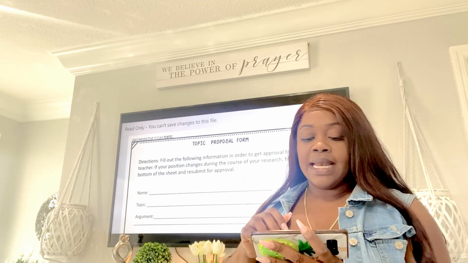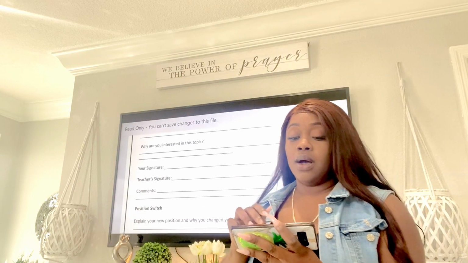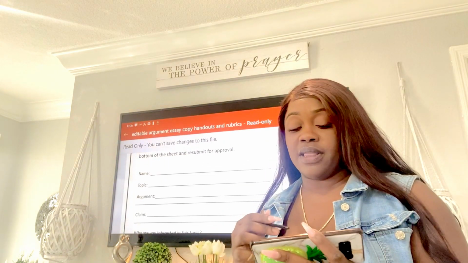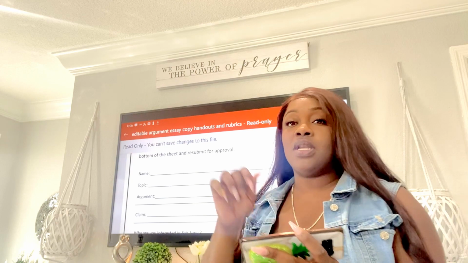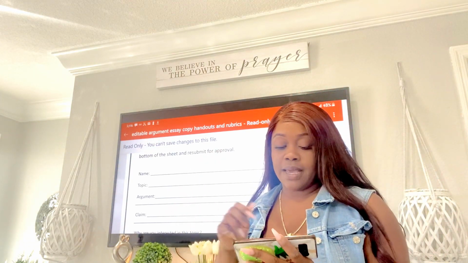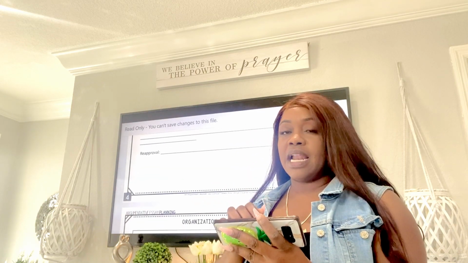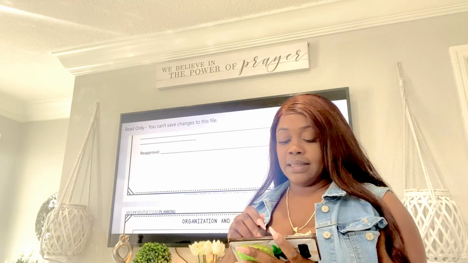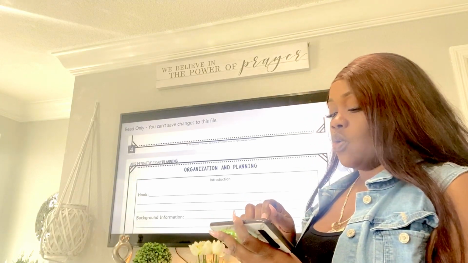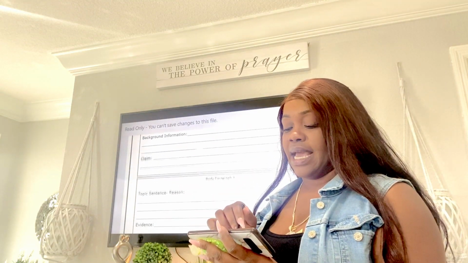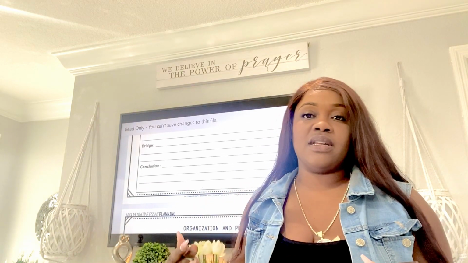Your proposal form. Now, this is where you're going to submit the topic that you want to write about. Guys, keep in mind, if you don't have a printer to print this out, you can write this out, or you can just text the information and message me on Remind, okay? And you can write out what you want to write, and then I'm going to approve it by tomorrow, and then you can start writing. And it has an organization planner, graphic organizer on how you're going to lay out your argumentative essay.